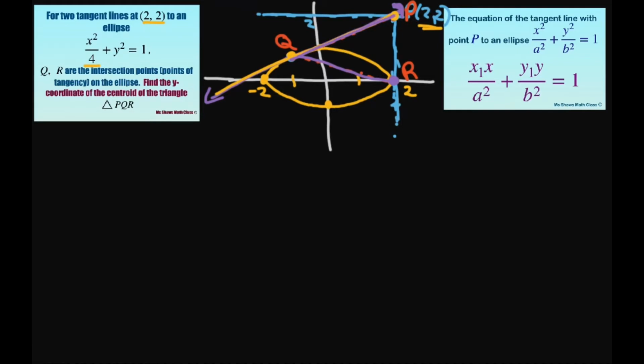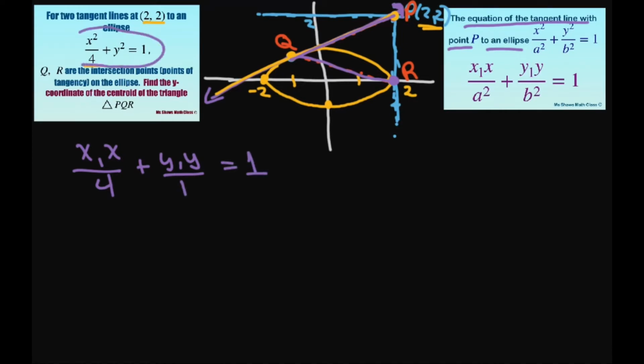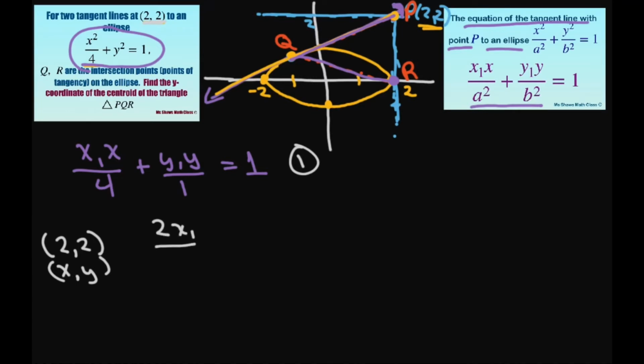All right, what we're going to use is the equation of the tangent line at the point P to this ellipse. If we use this formula, we have x sub 1 times x divided by 4 plus y sub 1 times y divided by 1 equals 1. I'm just taking this equation and rewriting it in my form here. We'll call this equation 1. Since this point passes through this tangent line, we can substitute in our x and y, so this will be our x and this will be our y. We get 2 times x sub 1 divided by 4 plus 2y sub 1 equals 1.